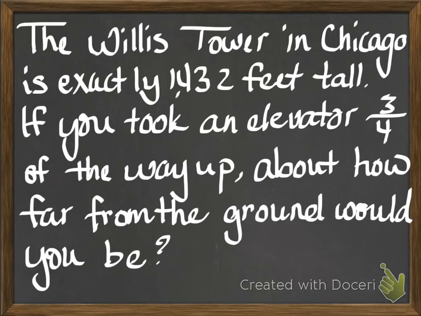Right, this is your last problem. The Willis Tower in Chicago is exactly 1,432 feet tall. If you took an elevator 3/4 of the way up, about how far from the ground would you be? Go ahead and solve this problem, and I'll check it with you in a minute.